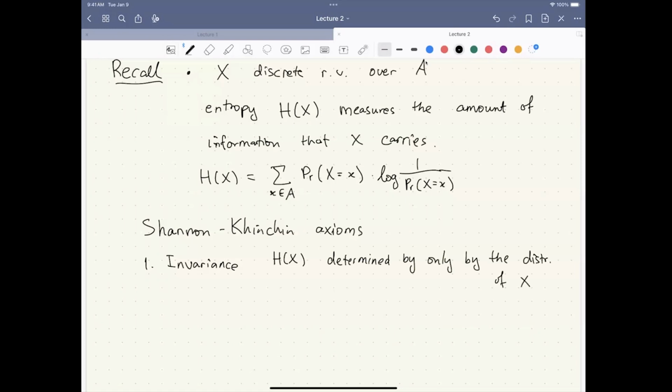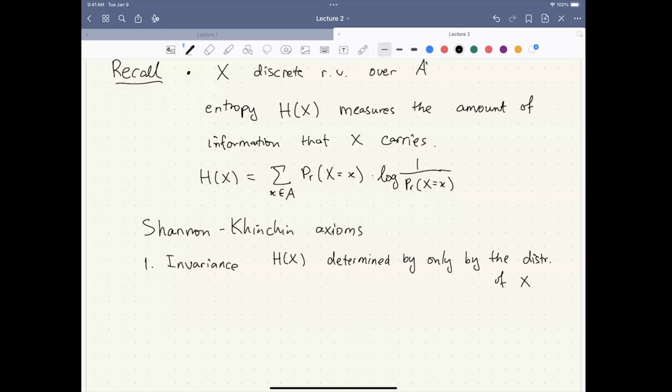So what it means is that if you have two random variables having the same distribution, then their entropy will be the same. The amount of information that two random variables with the same distribution carry will be the same, which is intuitive.